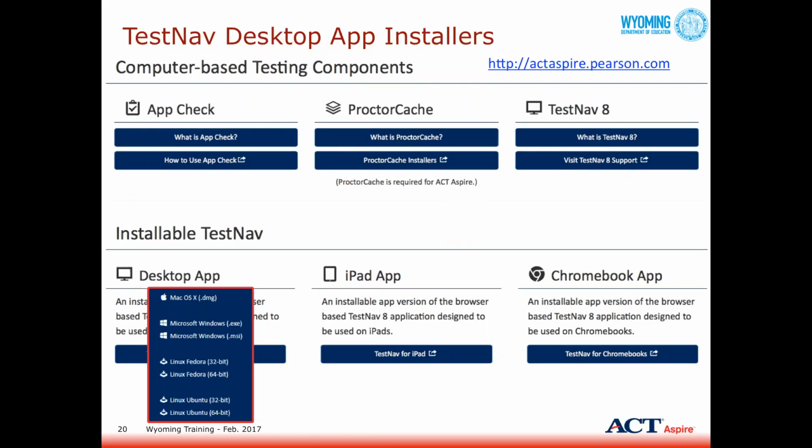So again, all of these installable apps are available on the ACT Aspire landing page, and again, that's http://actaspire.pearson.com underneath the technology setup section. The iPad app is available to download through the App Store, and then the same thing with the Chromebook app. TestNav is able to be downloaded from the Chromebook store.